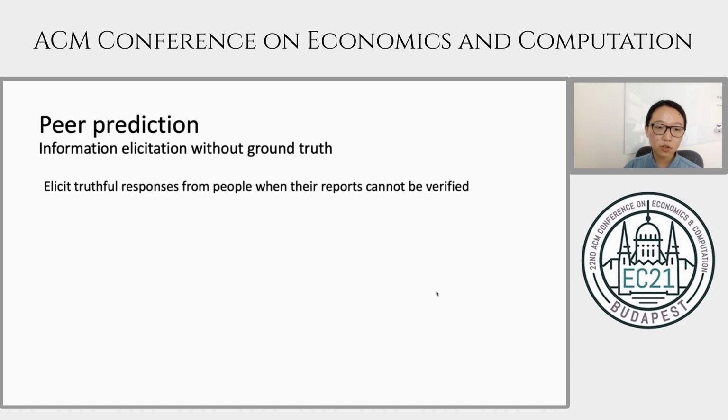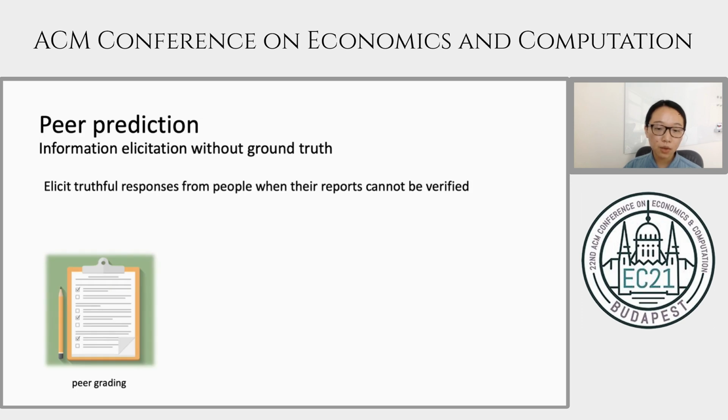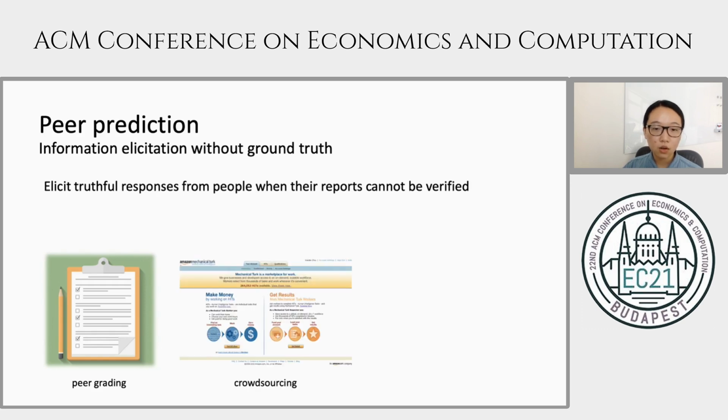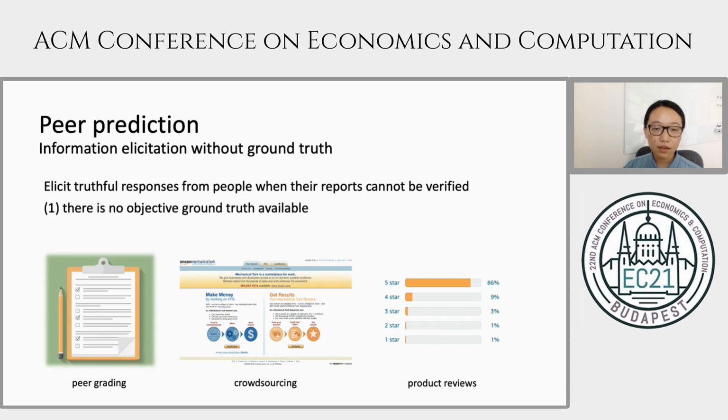Peer prediction refers to the problem of eliciting truthful responses from people when their reports cannot be verified. For example, we may want a group of students to submit assessments of each other's homework, or we want to hire some workers to label some images. Other examples include eliciting honest product reviews from buyers. The reports for these tasks are very difficult to verify, either because there is no objective ground truth available, or it is too costly to acquire that ground truth.